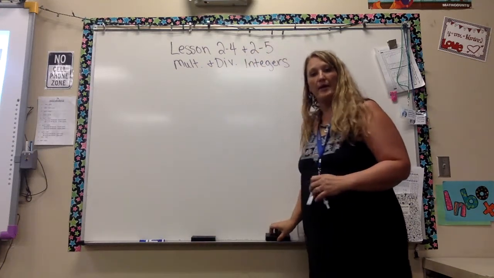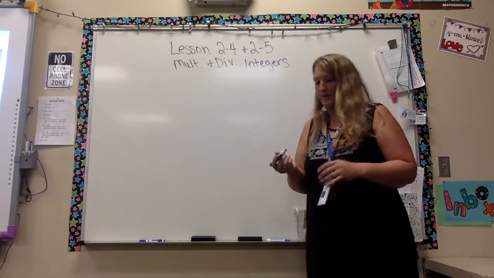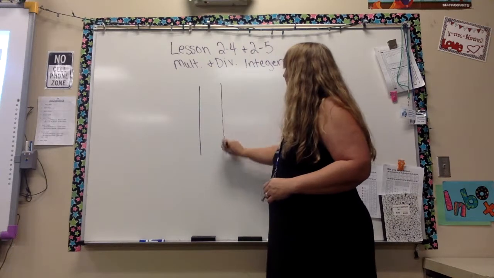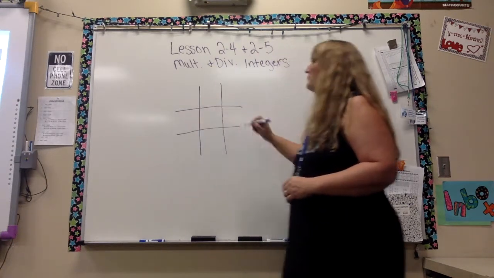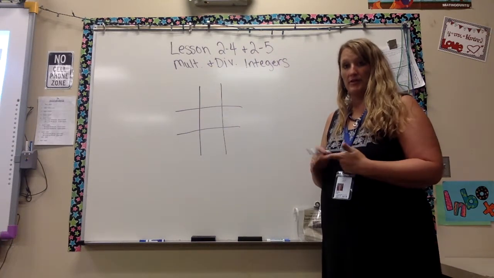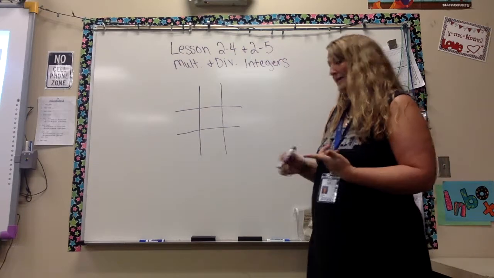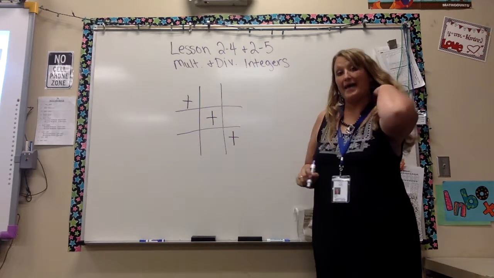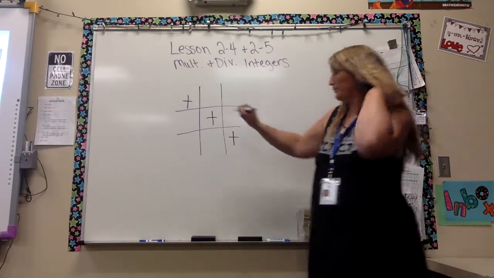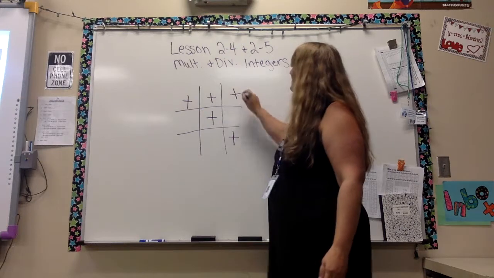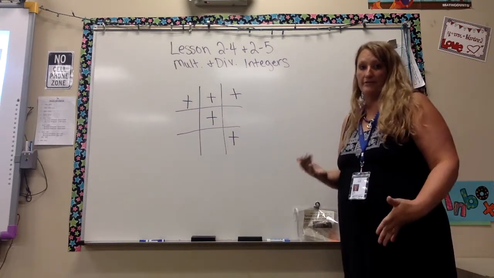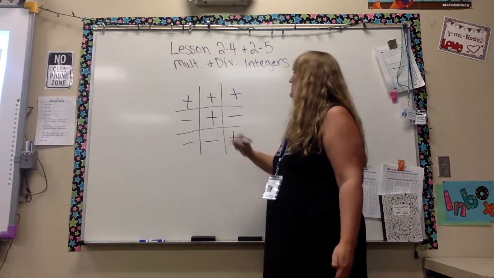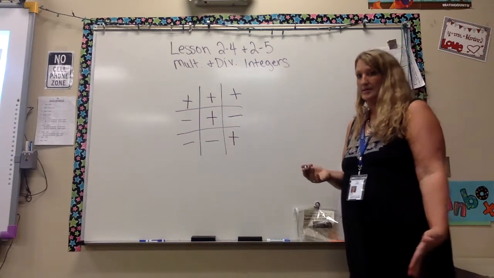So you can do it that way, or here's another way that you might like it better. This one is a Tic-Tac-Toe Board. And you have to remember that the positives always win diagonally, and that the positives always win across the top. Then from there, you're just going to fill in the rest with negatives. Okay, so here's how to read this.